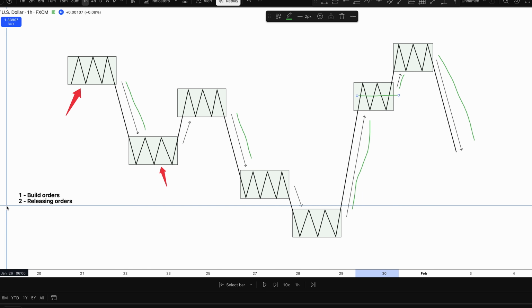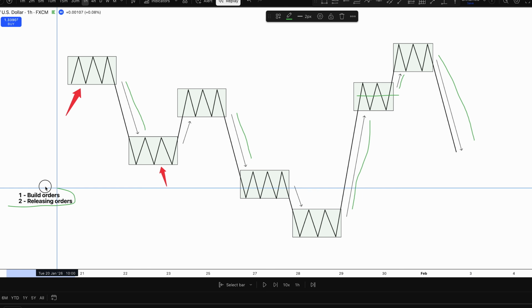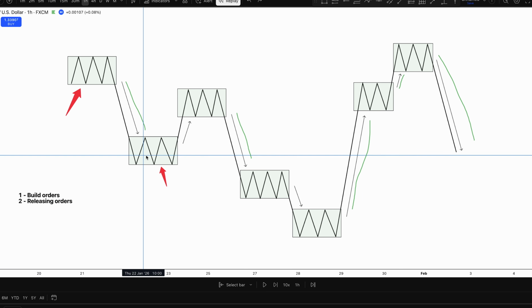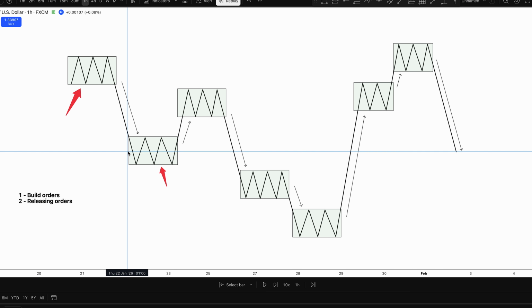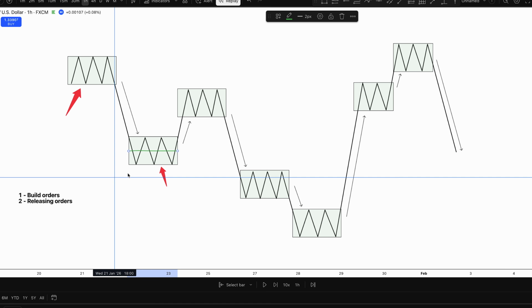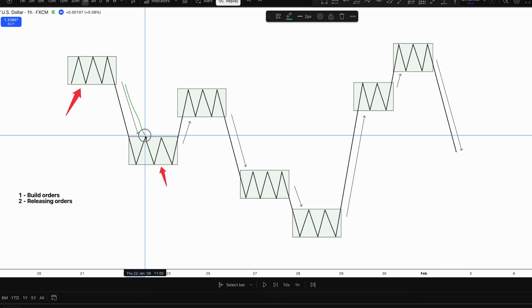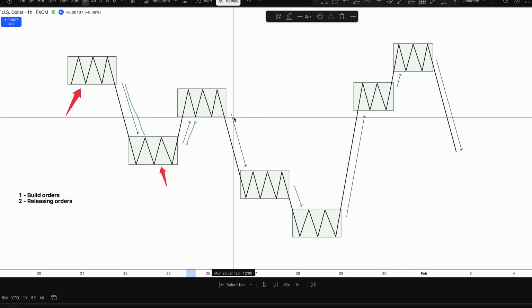So those are the two phases that the market is always moving in. And the accumulation and distribution is always seen as a sideways range in the market. This is where those orders are being built. Markup and markdown are the directional movements in the market, and this is where orders are being released.